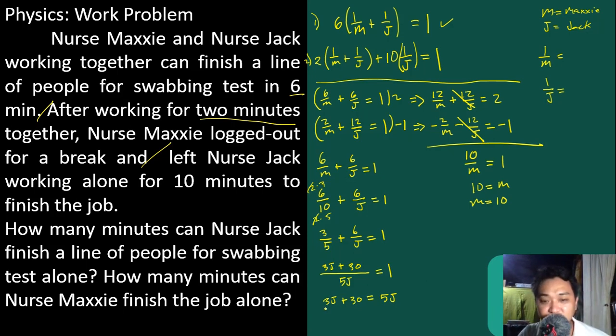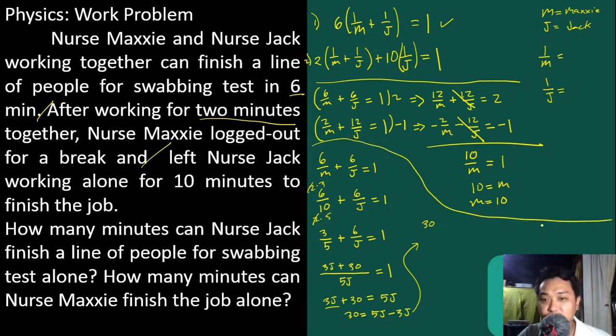So here we could transpose 3J to the other side para makombine natin yung mga like terms. So that, let us copy 30 here, and then 5J, transpose this to the other side, positive 3J becomes negative 3J. Let's continue here. So we have 30 is equivalent to 5J minus 3J is just 2J. And let us divide both sides by 2.